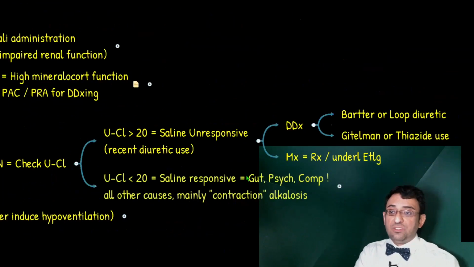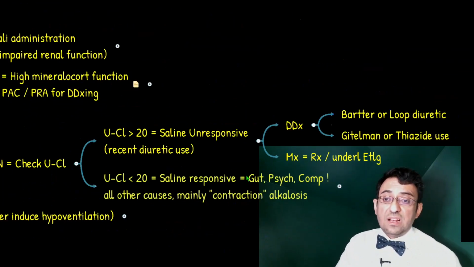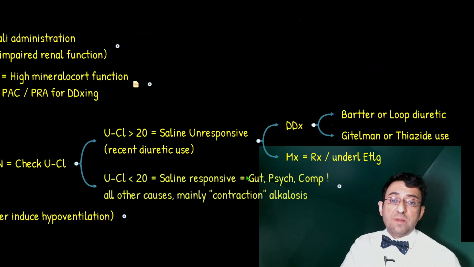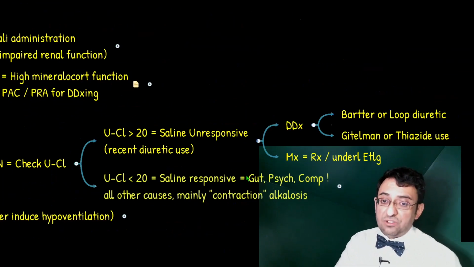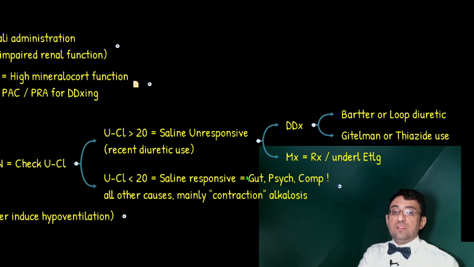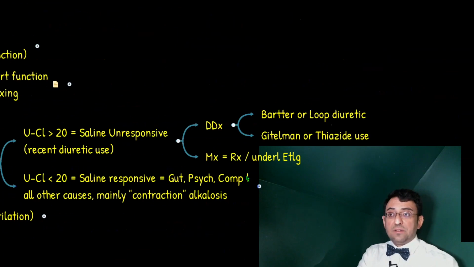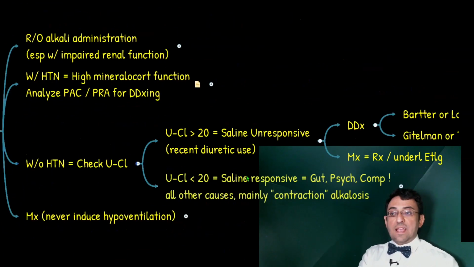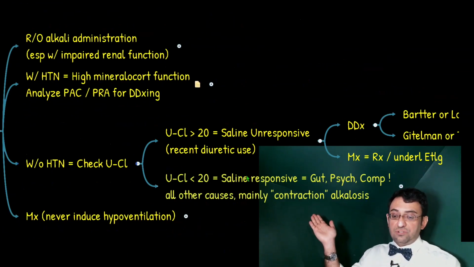Remember, differential diagnosis of urine chloride more than 20 or saline unresponsive type is Bartter or loop and Gitelman or thiazide, while if the patient has saline responsive type, you are dealing with GI loss or psych disorders or compensation of hypercapnia. We discussed the respiratory acidosis in respiratory failure episode, and we briefly discussed the respiratory alkalosis and its associated conditions with panic disorder. The real challenge in acid-base disorder, however, are the metabolic conditions, and this finishes our discussion of metabolic alkalosis and our discussion of acid-base disorders.